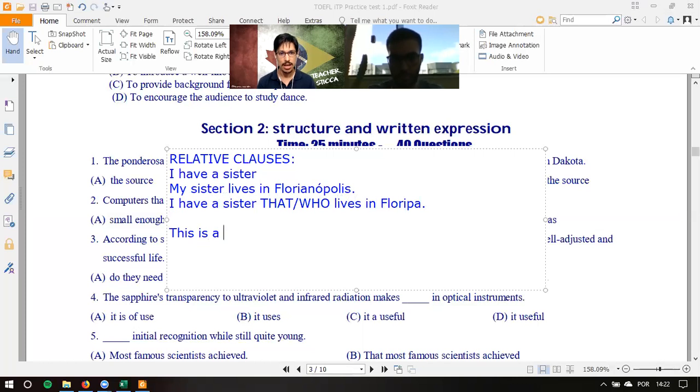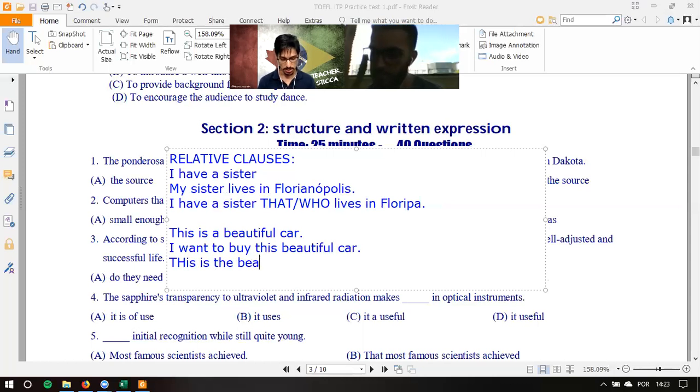Now, Romário, when we talk about objects, the thing is different. This is a beautiful car. I want to buy this beautiful car. Now, once again, you see that we are repeating unnecessarily beautiful car, beautiful car, beautiful car. So to avoid this, we use a relative clause. This is the beautiful car that or which I want to buy.